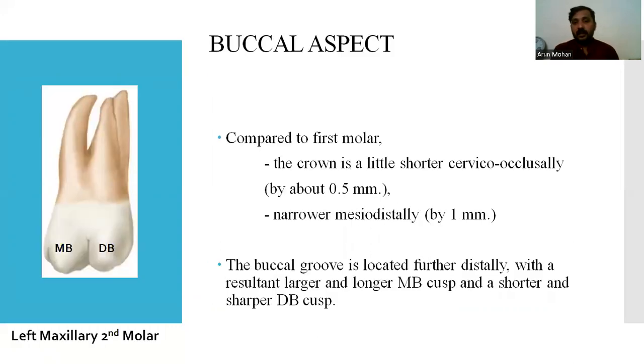From the buccal aspect, compared to the first molar, the crown is a little shorter cervico-occlusally, by about 0.5 millimeters, and narrower mesiodistally by 1 millimeter. The buccal groove is located further distally. It's not exactly in the center dividing it into two equal halves. It is located a bit more distally, making the mesiobuccal cusp much larger than the distobuccal cusp.